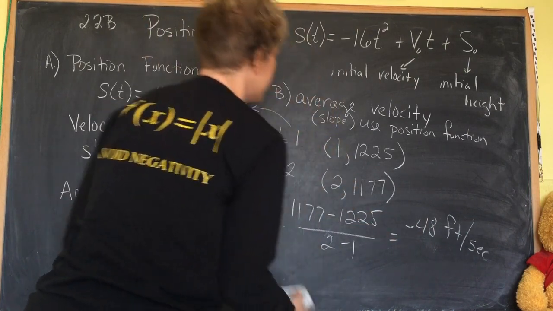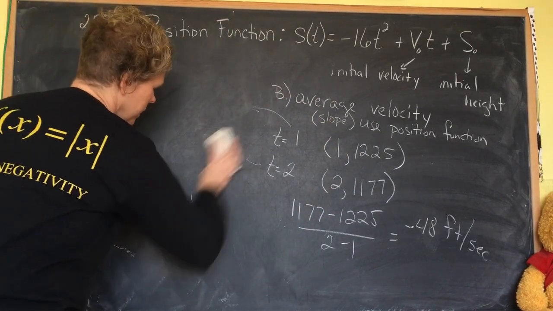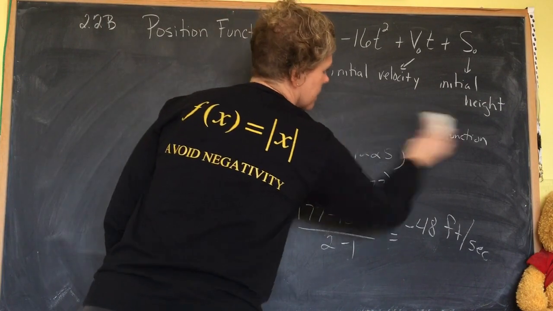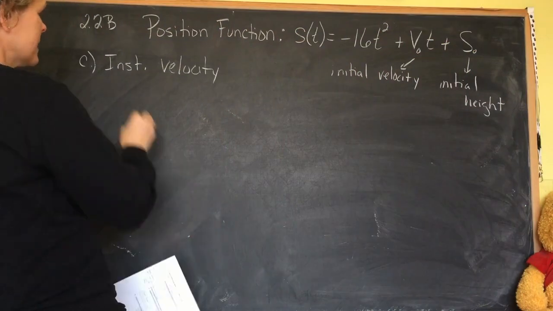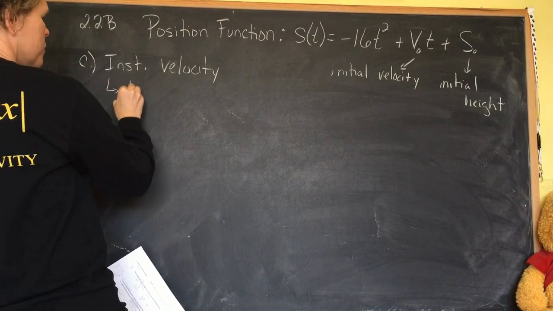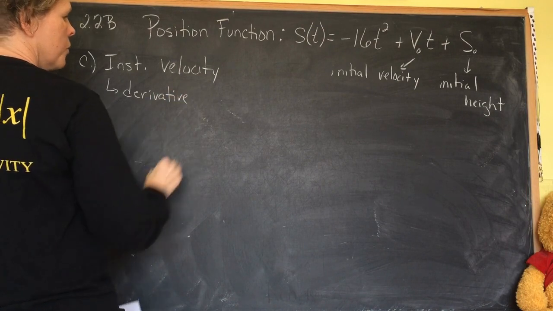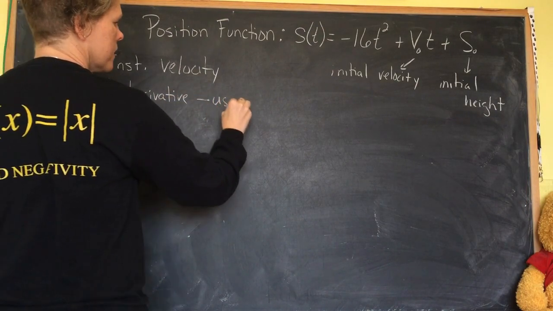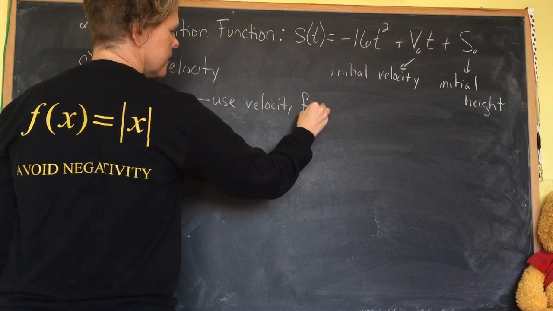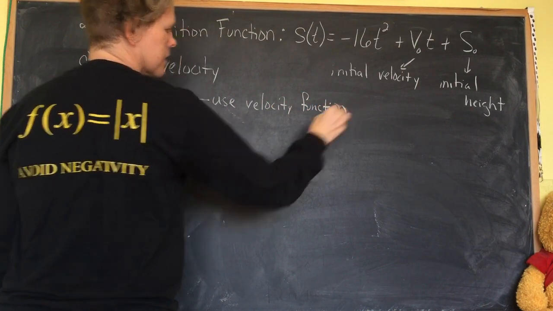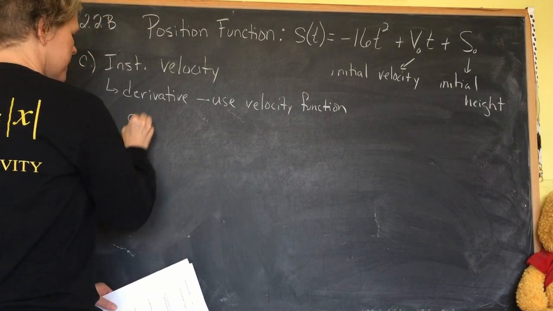All right, let's move to C. And in C, I want you to circle, underline, highlight the phrase instantaneous velocity. All right, instantaneous velocity. That means we need the derivative, which means we are going to use the velocity function. So my velocity function, remember, was this.